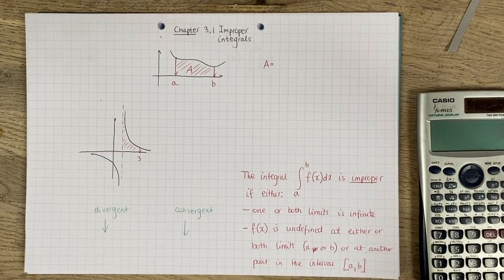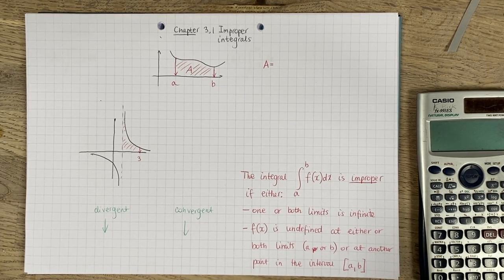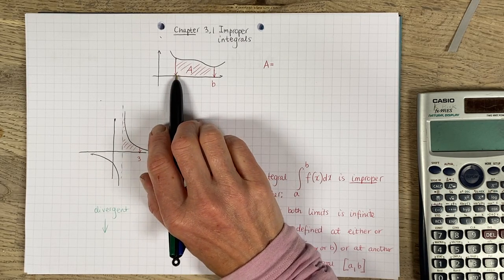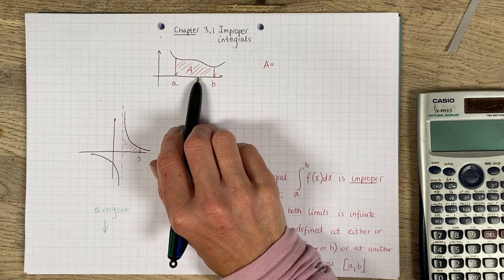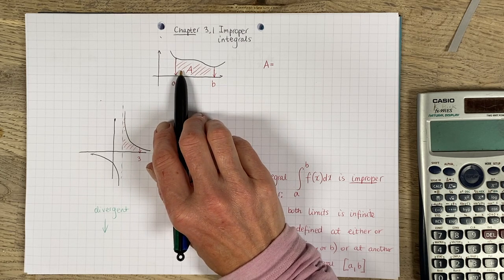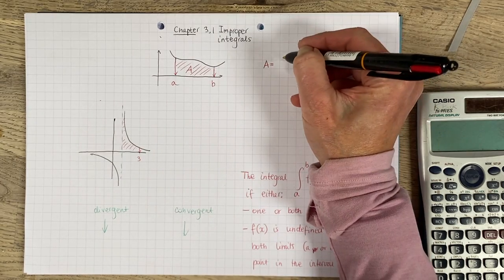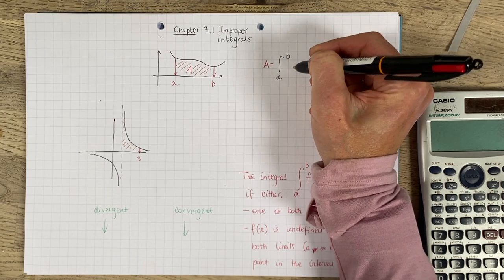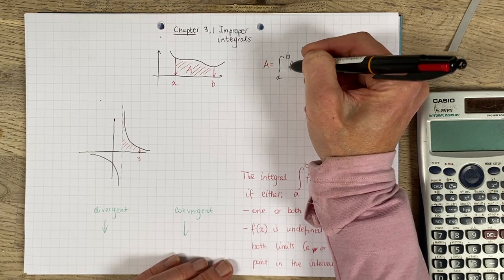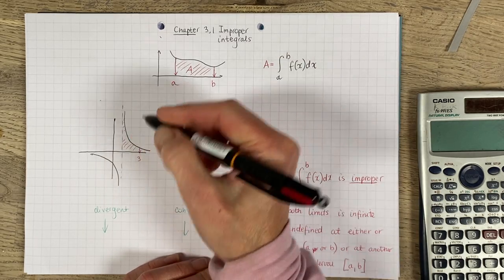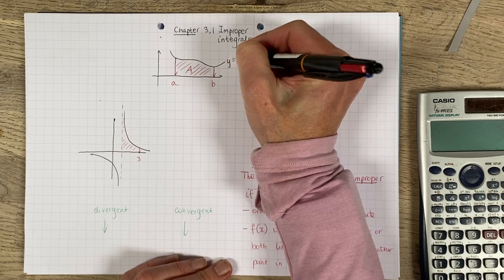Okay, chapter 3, methods of calculus, section 3.1, improper integrals. So you know from year 12, if you want to calculate the area under a curve, you're going to use the calculus method of integrating between the limits a and b the function, let's say f of x, with respect to x. Okay, so if this is y equals f of x.